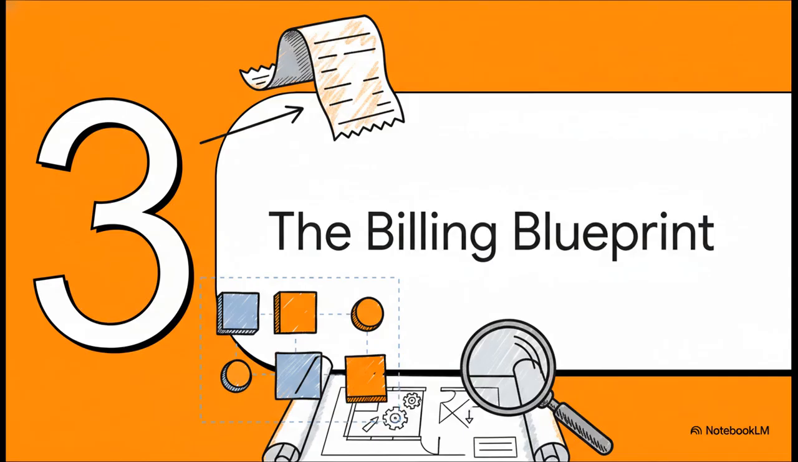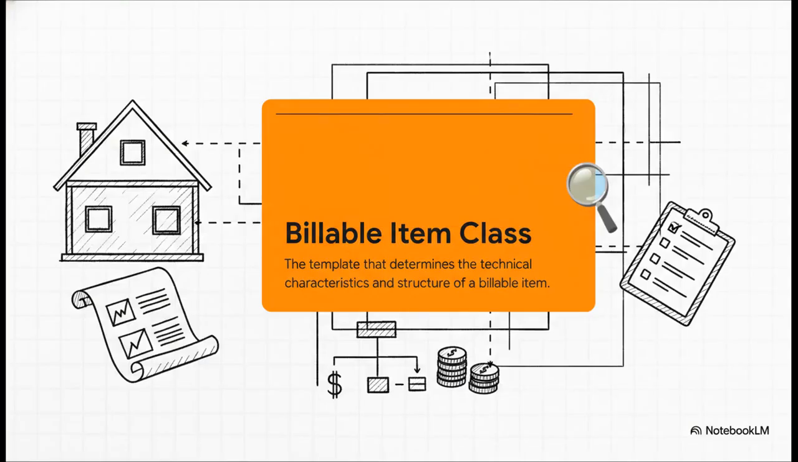Okay, so if the billable item is the line on the receipt, what defines what that line can even look like? What are the rules it has to follow? Well, that's where our second building block comes into play, the blueprint. This is what's called the Billable Item Class. And really, it's the master template. It defines literally everything about a potential charge, what information it has to contain, its data structure, how it behaves in the system. If the billable item is the house, the billable item class is the architect's super detailed blueprint.